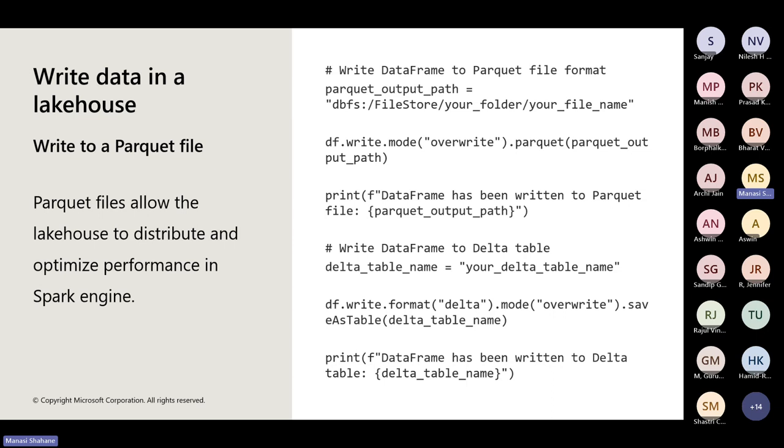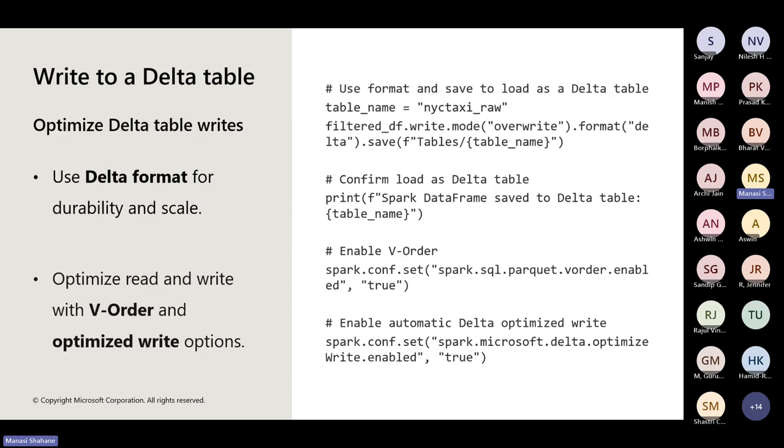There are two ways you can optimize it in Fabric. One is optimize write. The second one is called reorder. These are the two optimization techniques that you can use when you're writing a parquet file or any data frame you want to write to a delta table. More on this gets covered when you do the training.